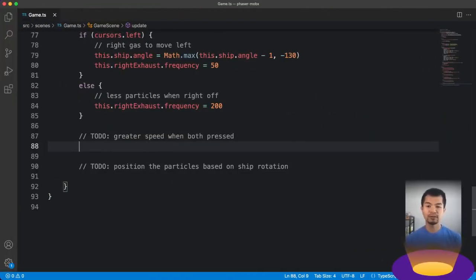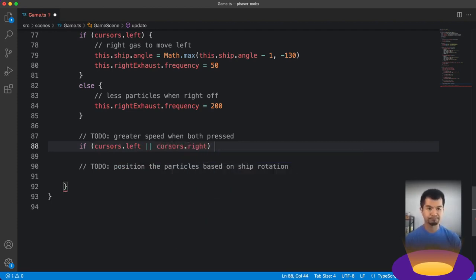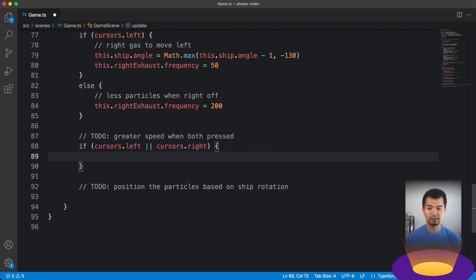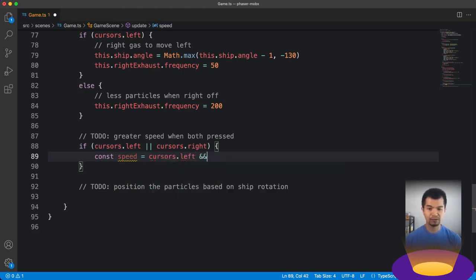All right, so here's the logic we're going to use for moving. When you're pressing both, they're going to go faster in the direction you're facing. You're pressing one or the other. So let's do this by if cursors.left, so if left or right is down, we're going to want to move. So let's just give it a speed. Speed is going to be, so if cursors.left and cursors.right are both pressed, our speed is going to be faster. It's going to be 0.03, let's say, and then otherwise 0.01.